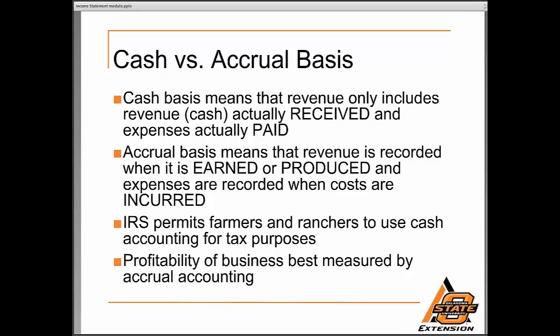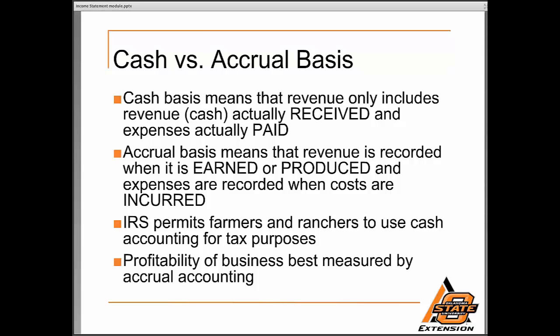Income statements can be developed on either a cash or accrual basis. Cash basis means that the revenue is only recorded when money is actually received and expenses are recorded when they are actually paid. So if you harvested wheat but stored it instead of selling off the combine, you would not include the harvested wheat on the cash basis income statement.